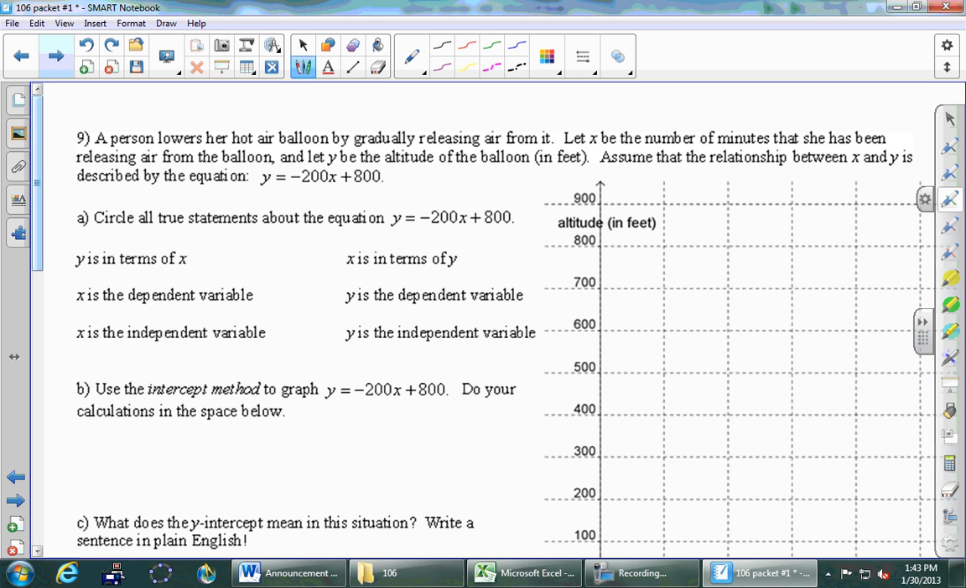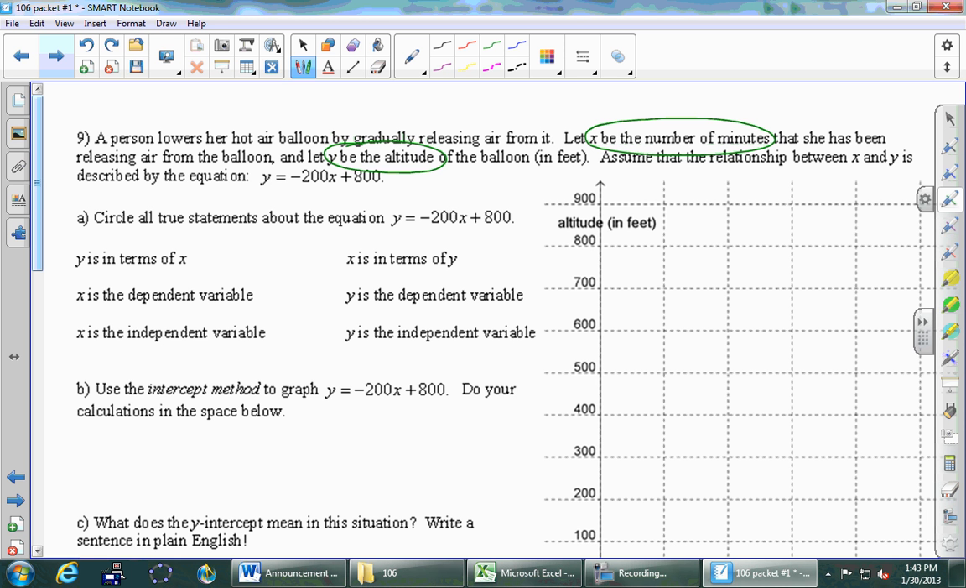Okay, thank you. So lots of words in here. We got to be really clear what x and y represent. So I'm just going to circle here. X is the number of minutes. So that's how long the balloon ride has been happening. And y is the altitude. Okay? So we've got how long the balloon ride has been happening and the altitude, since releasing the air from the balloon.